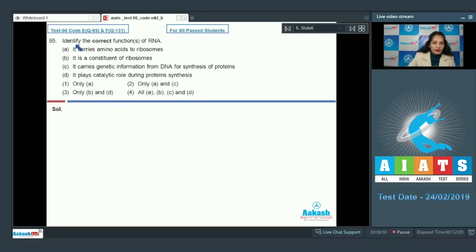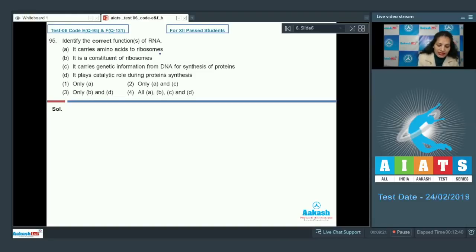Question number 95. Identify the correct functions of RNA. A. It carries amino acids to ribosomes. B. It is a constituent of ribosomes. C. It carries genetic information from DNA for synthesis of proteins. D. It plays a catalytic role during protein synthesis. First option only A, second only A and C, third only B and D, fourth all A, B, C and D. So you have to identify the correct functions of RNA.